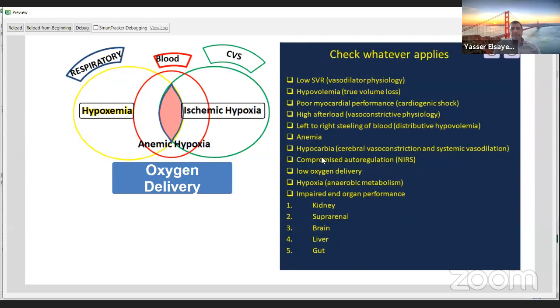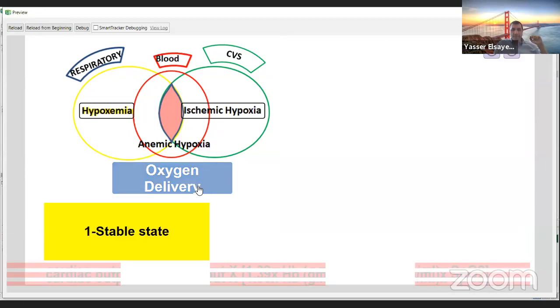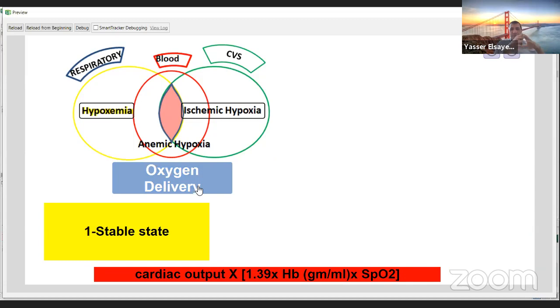You may have anemia, you may have hypocarbia, which is contributing significantly to decreased blood flow. Low CO2 means significant cerebral vasoconstriction. Or compromised autoregulation or low oxygen delivery. And at the end, when you have low oxygen delivery, insufficient to maintain normal aerobic metabolism, you will have the end result as anaerobic metabolism. And then after anaerobic metabolism, you will have end organ dysfunction, including kidney, suprarenal, brain, liver, and gut. So let us discuss that in more detail. So oxygen delivery, as you know, is a product of three things, and you can calculate that at the bedside.